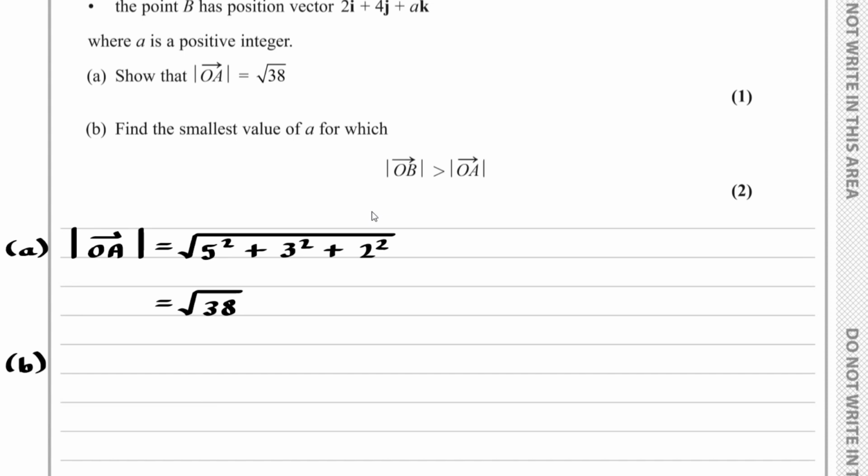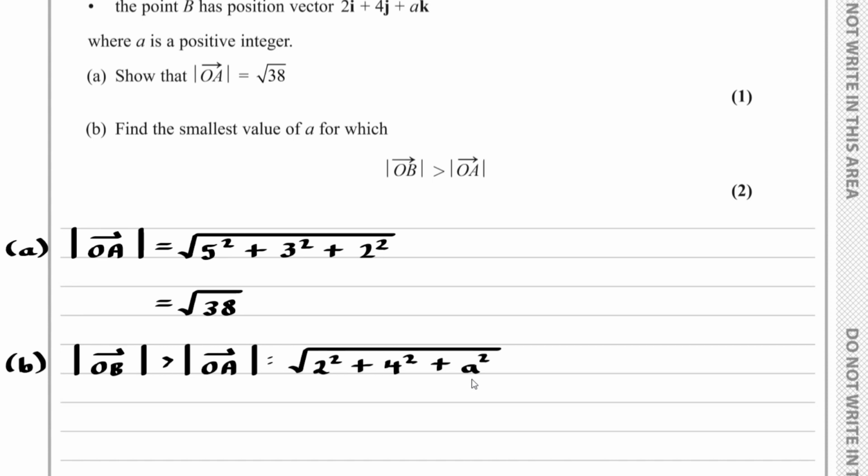So for part B, we are finding the value of a for which the absolute value of OB is greater than the absolute value of OA. Let's begin by finding the absolute value of OB. We have the square root of 2 squared plus 4 squared plus a squared. And this will be greater than the absolute value of OA, which we have just worked out to be the square root of 38. And if we square both sides, you will find 2 squared plus 4 squared plus a squared is greater than 38.